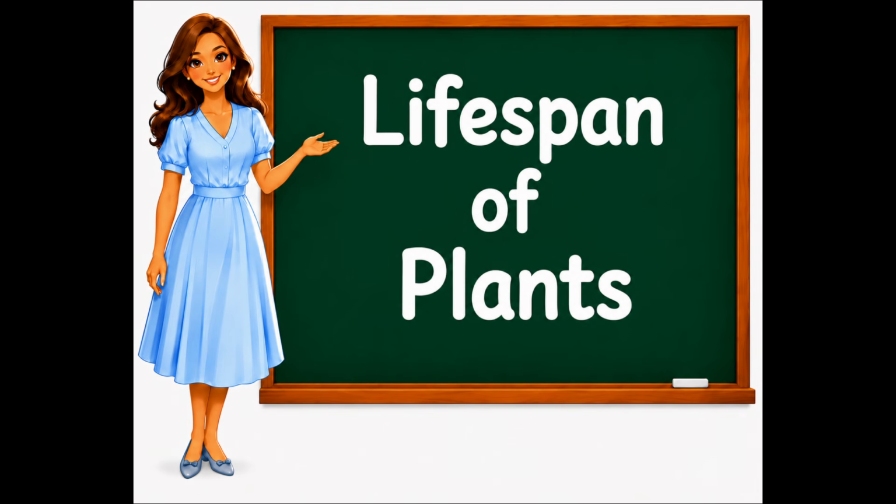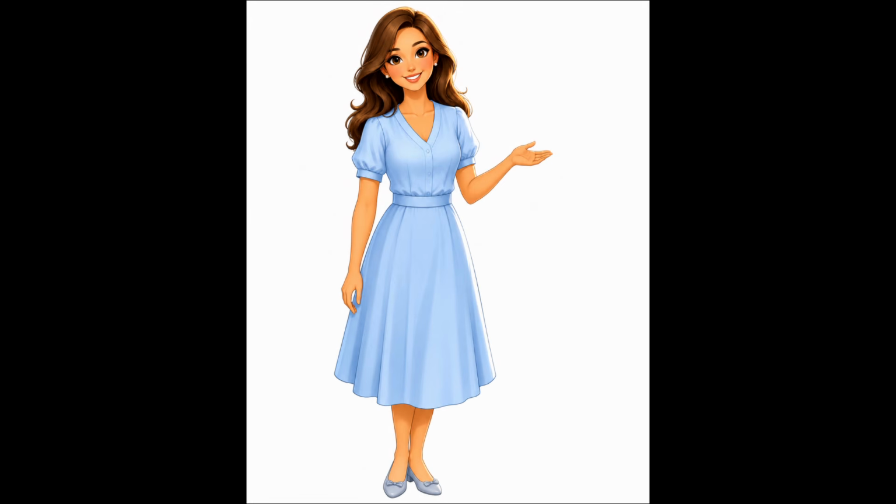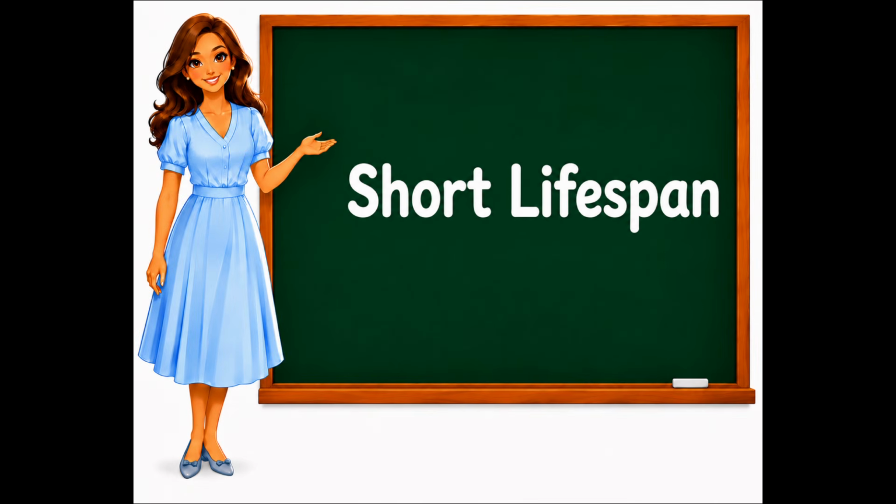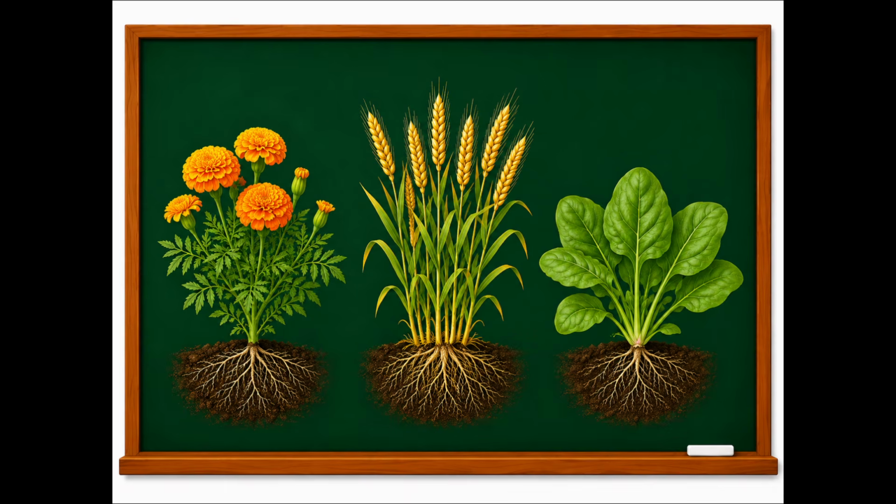Lifespan of plants. Each plant has some approximate lifespan. Plants have a specific life cycle. Some plants live for a very short time, while others live for many years. Short lifespan: marigold, wheat and spinach, these plants live only for a few months.